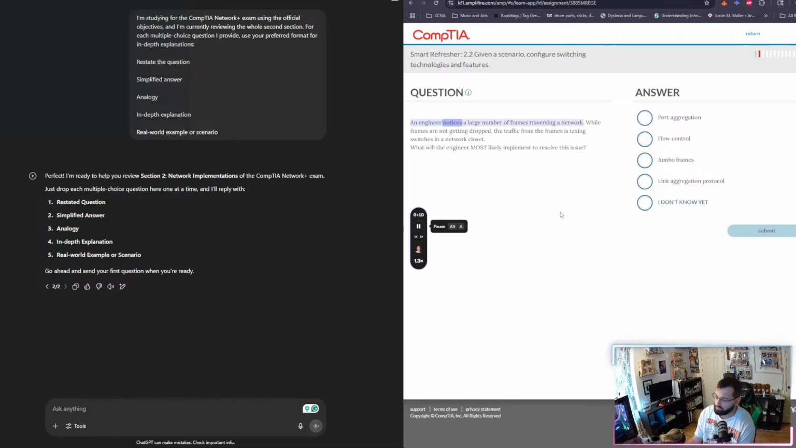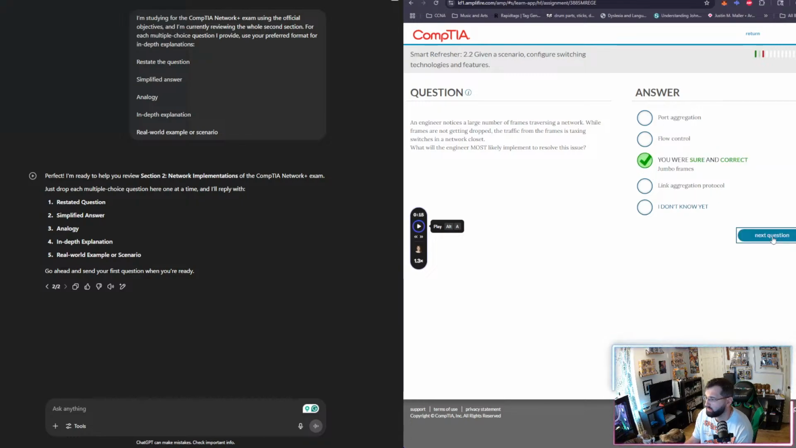An engineer notices a large number of frames traversing a network. While frames are not getting dropped, the traffic from the frames is taxing switches in a network closet. What will the engineer most likely implement to resolve this issue? Jumbo frames. Yeah.